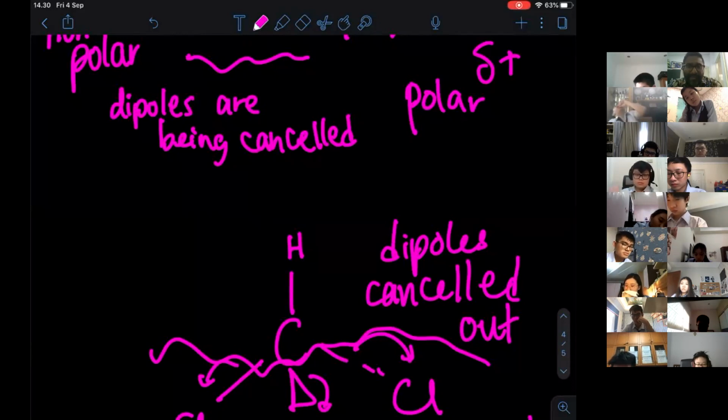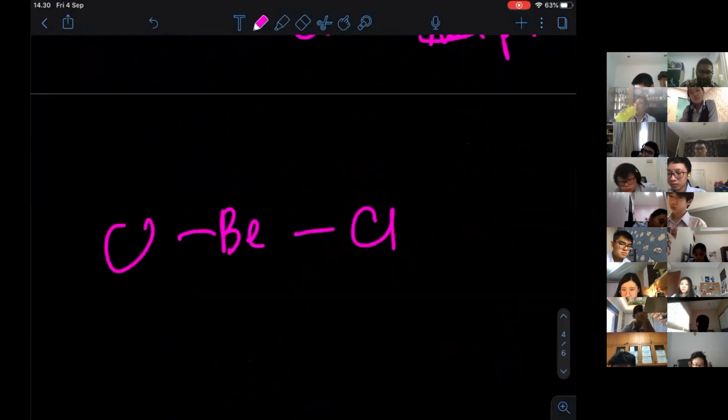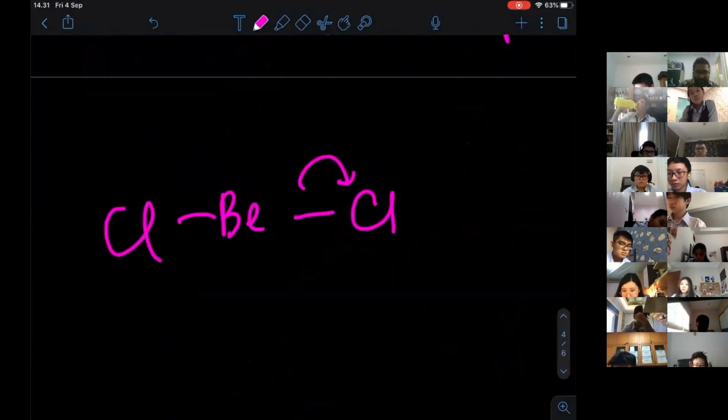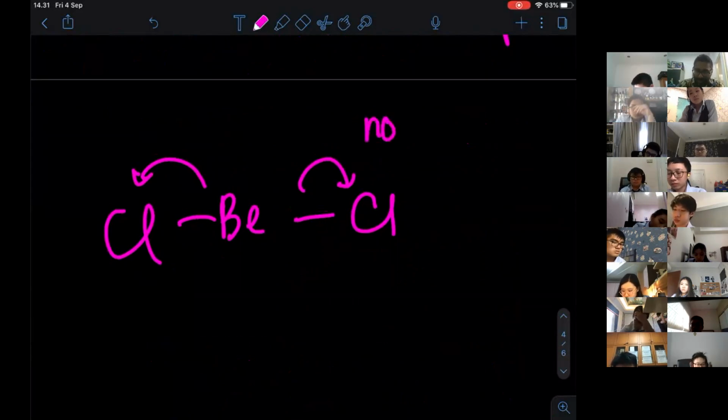If they can cancel each other, another example I can give you is BeCl2. We know this one will pull here, and this one will pull here. There is no lone pair of electrons. Of course, this one is going to be non-polar, as they will be cancelled out.